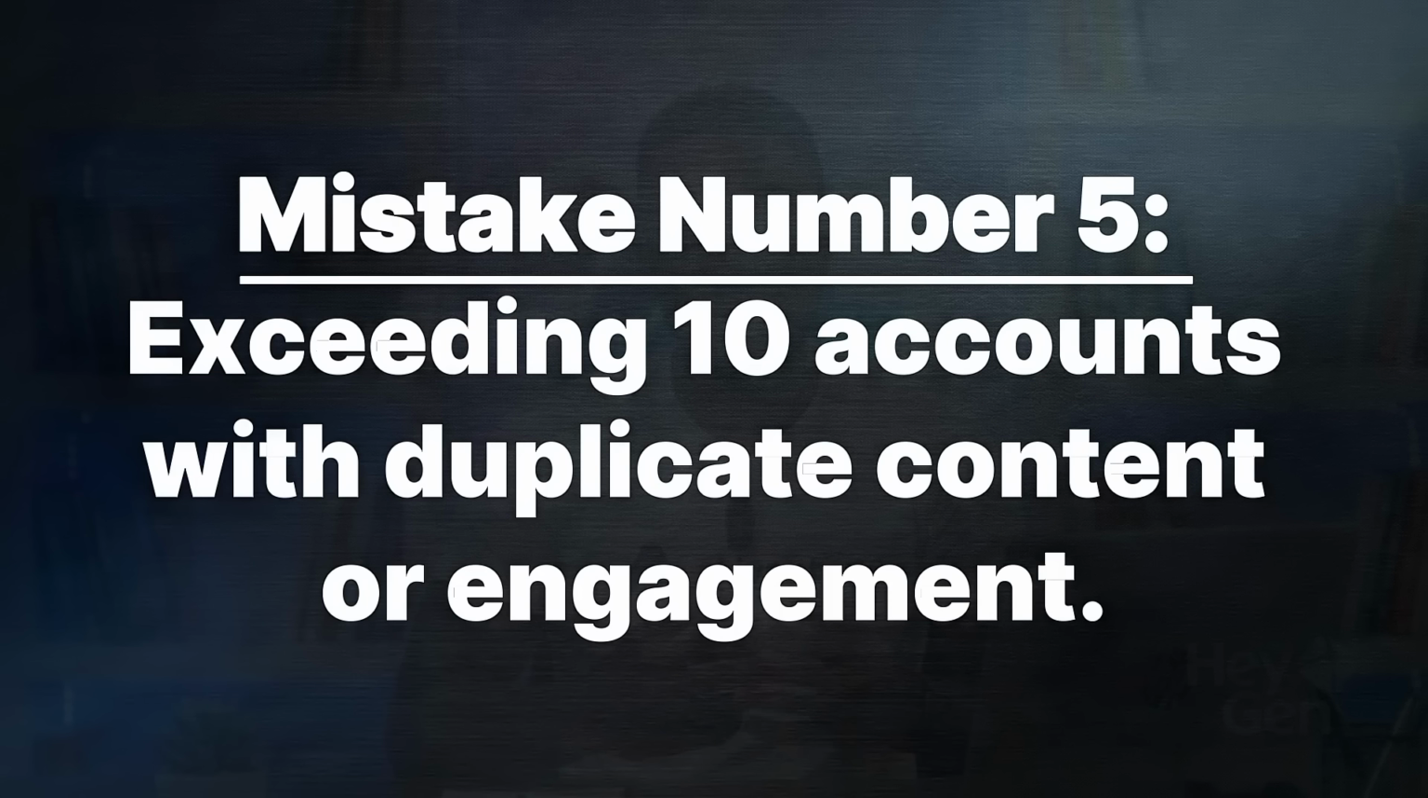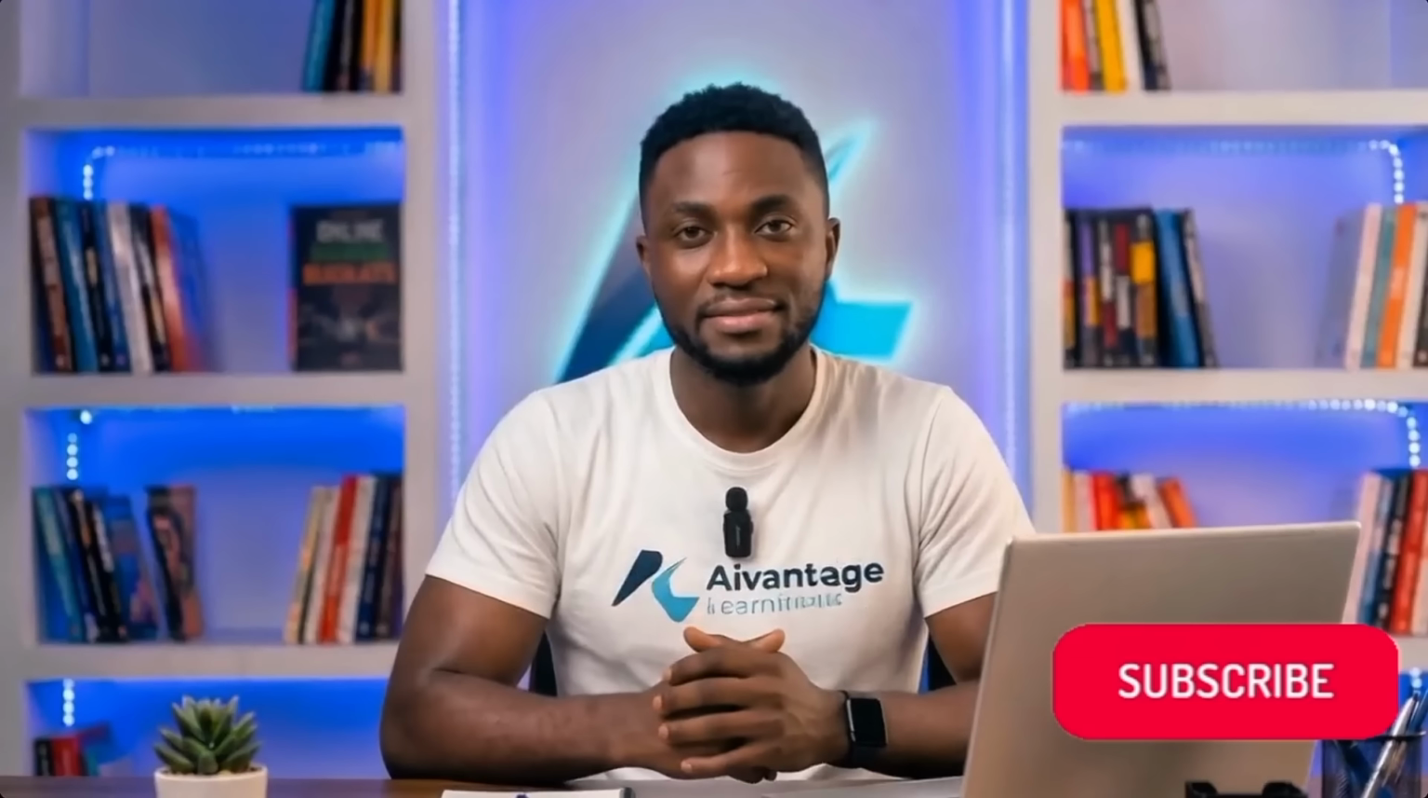Mistake number 5. Exceeding 10 accounts with duplicate content or engagement. X's hard limit enforced strictly. If your accounts look like duplicates, X treats them as duplicates.